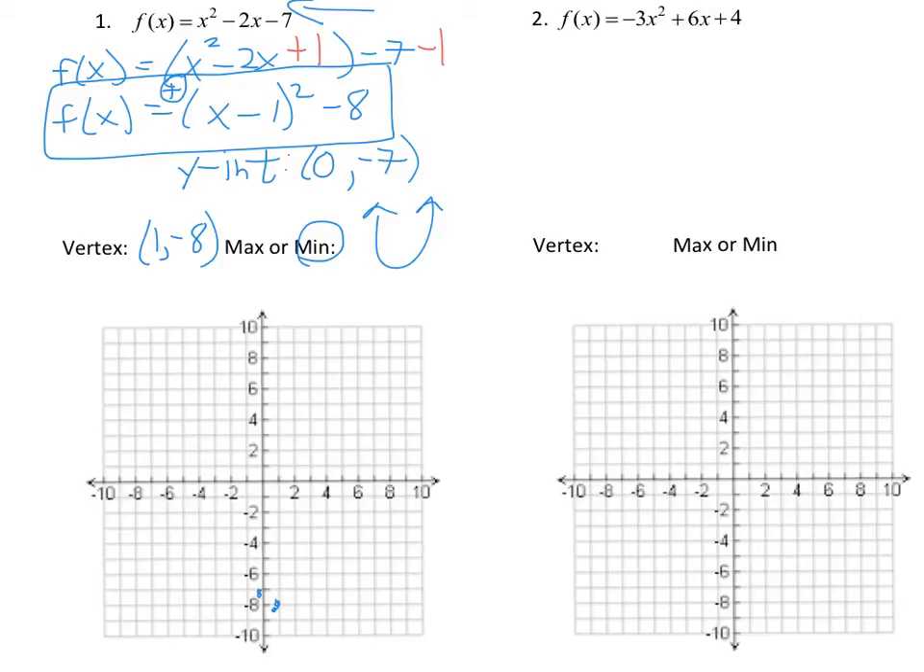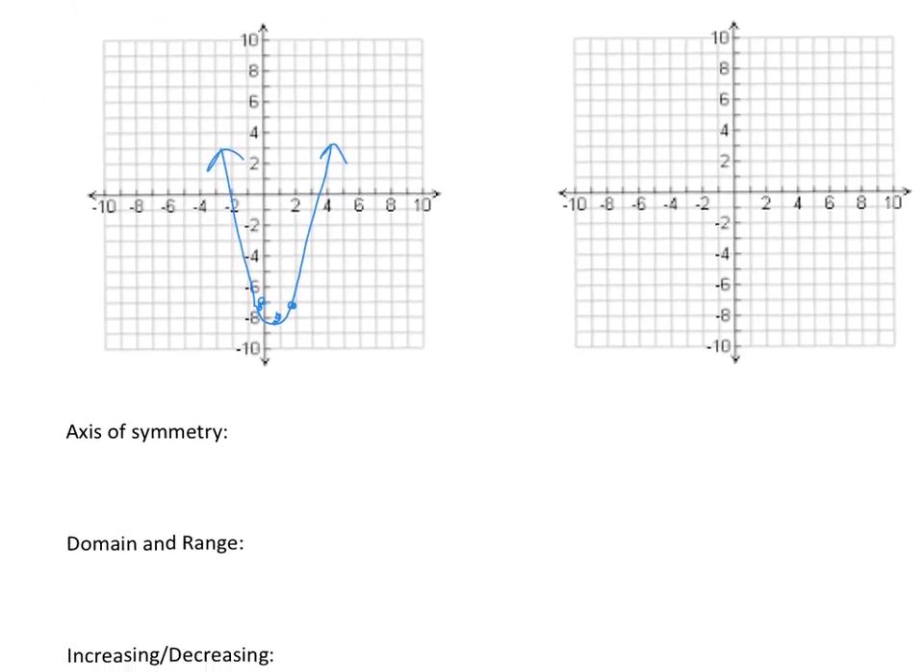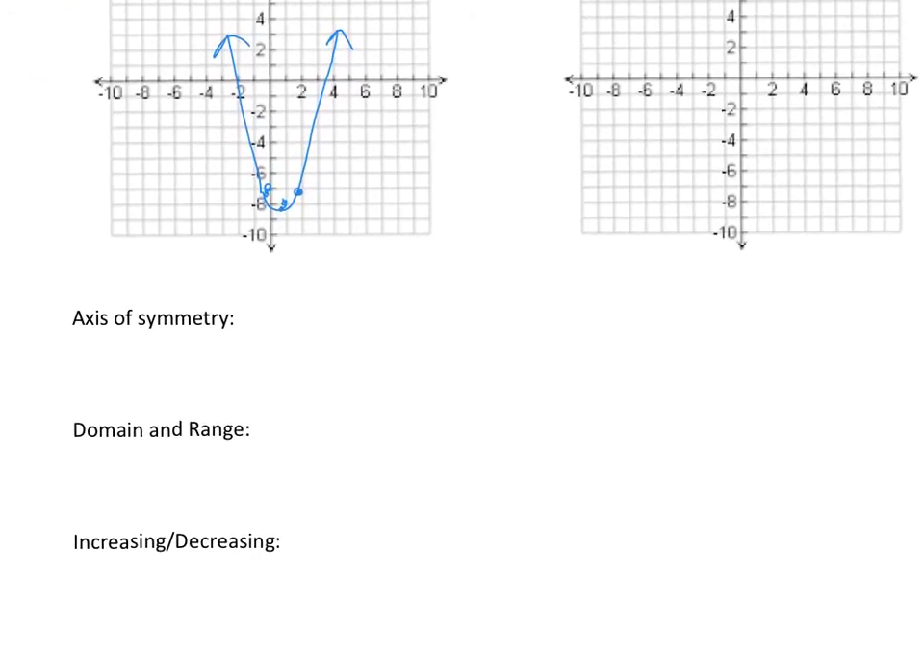Y-intercept, 0, negative 7. And then again, mirror image means there's got to be another point on the other side of the vertex like that. So this would be my parabola. Now if you look down here, now that I have this parabola in full view, I can answer a ton of questions about it.